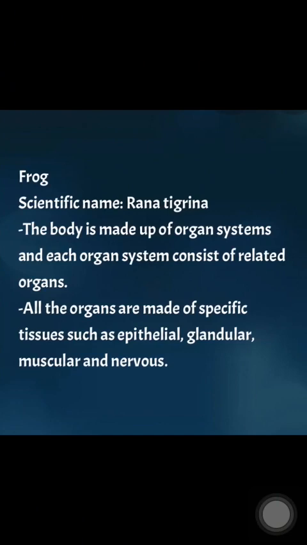Frog is the example of an animal or multicellular animals. Its scientific name is Rana tigrina. When we are talking about the body of a frog, it is made of organ systems and each organ system consists of related organs. All the organs are made up of specific tissues such as epithelial, glandular, muscular and nervous. That means each organ is formed by different types of tissues and these tissues are formed by cells. Okay.